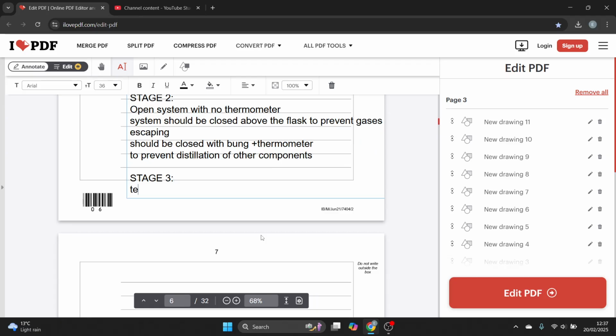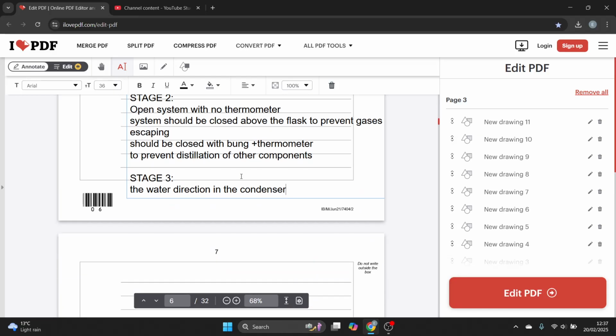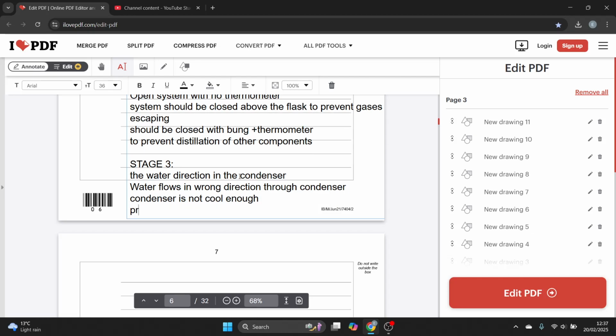Problem 3: the water direction in the condenser. If you look at it, water out should be there, water in there. It's the opposite way around. Water flows in the wrong direction through the condenser, so the condenser is not cool enough and the product may not condense.